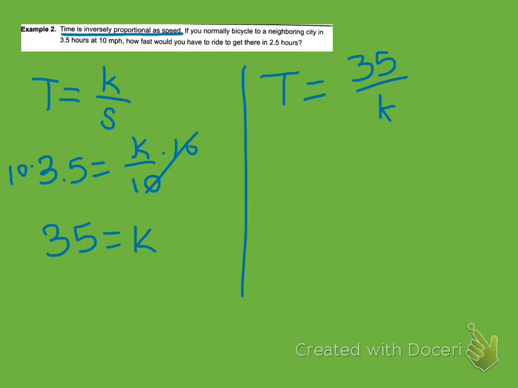Okay, now we got this last little bit. How fast would you ride in 2.5 hours? So then you're going to put 2.5. And I did something wrong over here. Just a second. This should not be a k. My bad. It should be an S. Okay, there we go. Where are we going to put the 2.5? In for t. So we're going to have 2.5 equals 35 over S.